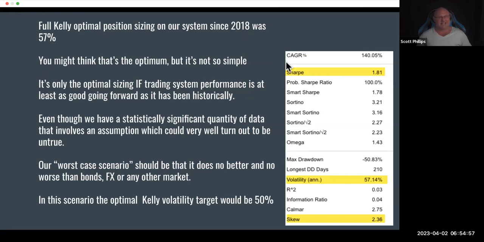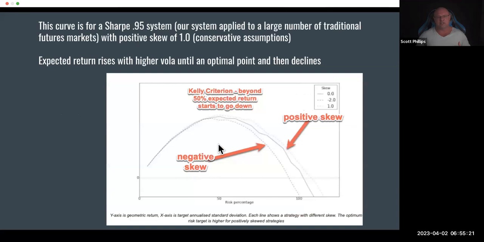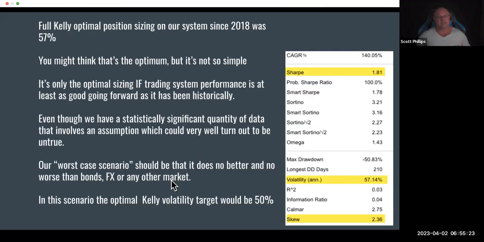You might think that that's the optimum, but it's not that simple. It's only optimal if the trading system performance is at least as good going forward as it has been historically. That's not an assumption that's sensible to make. Now, we have a statistically significant quantity of data, but that involves an assumption which could very well turn out to be untrue. So our worst case scenario should be that it does no better and no worse than bonds, FX, or other markets, which is this. That's how you be conservative.